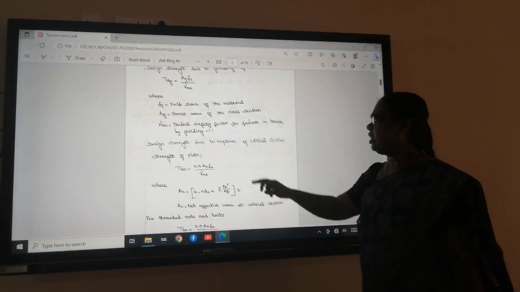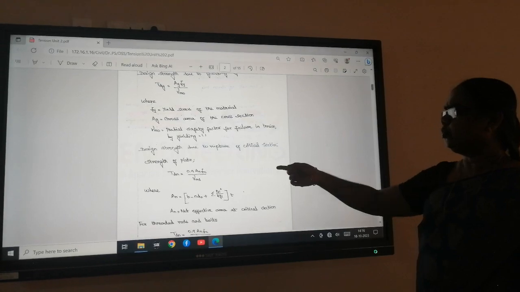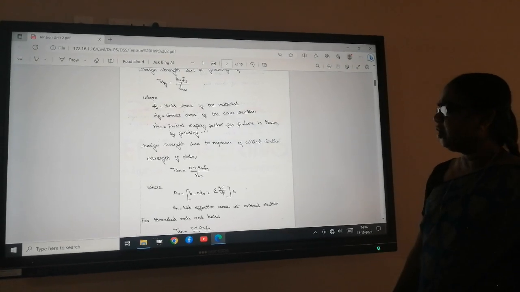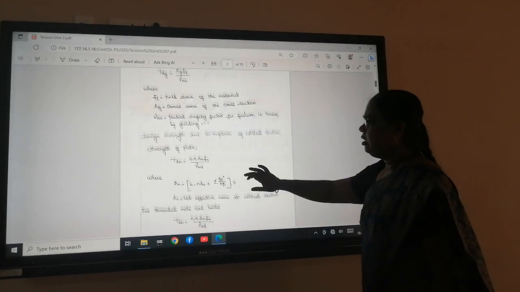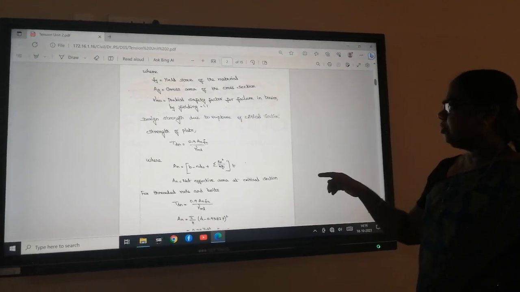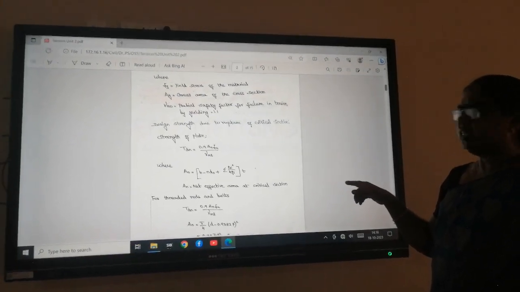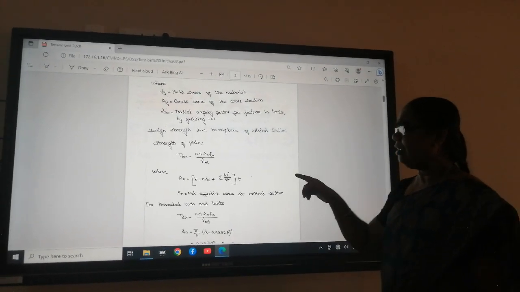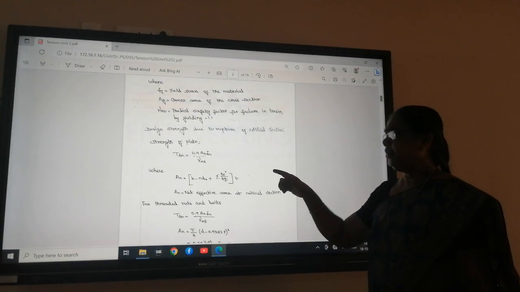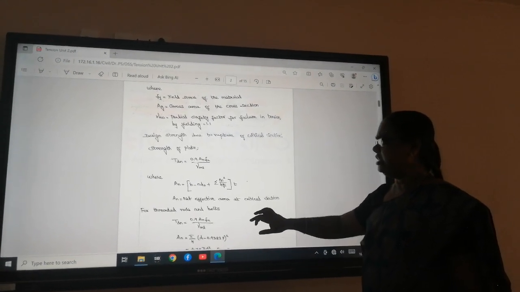Design strength due to rupture of critical section, that formula strength of plate Pdn equal to 0.9 An Fu by gamma m1. Here An equal to (b minus n d0 plus summation of p s square divided by 4 g) into t. Here An equal to net effective area of critical section and d0 equal to diameter of hole, p is equal to pitch and g equal to gauge distance.